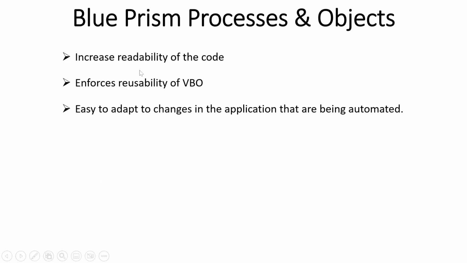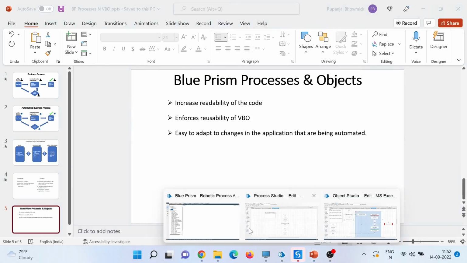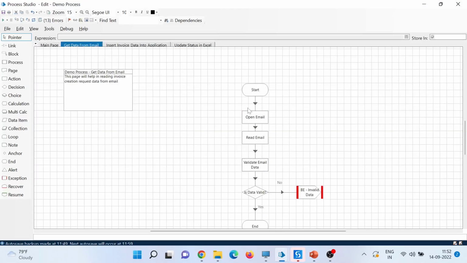Okay, let's understand these 3 points from the example I showed you in Blue Prism, right? Let's say in the process, for any person who does not know Blue Prism, it is easy to understand. Even if a user comes and tries to see the code, maybe he has not implemented it, but he will definitely understand what the bot is trying to do. It is opening the email, reading the email, validating the email, right? And then it is checking whether the data is valid or not. If yes, it goes ahead this way; if no, it goes to a business exception.